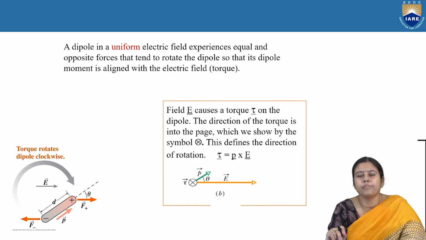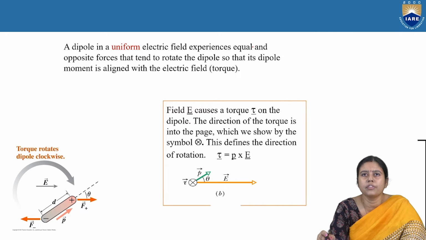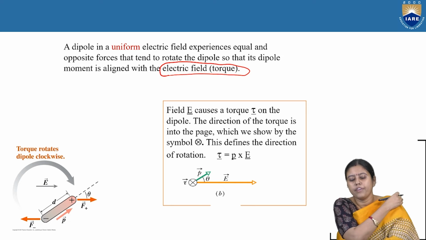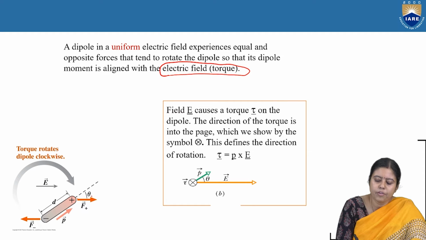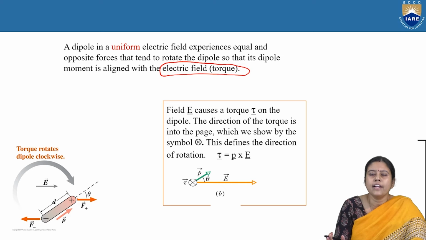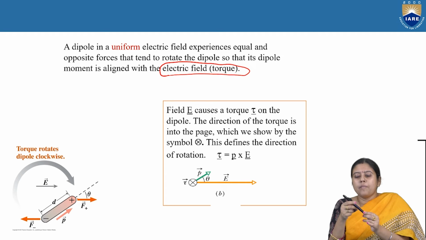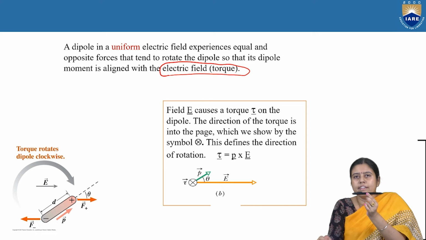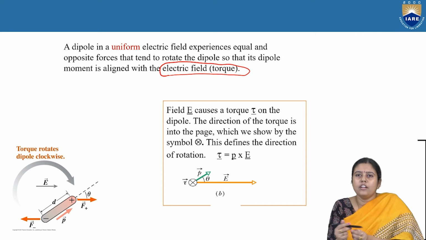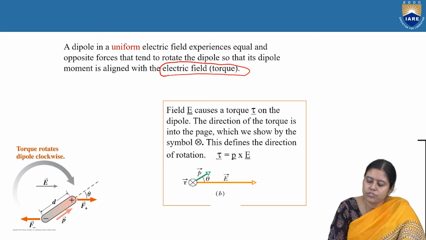So what is the dipole in a uniform electric field? A dipole in a uniform electric field experiences equal and opposite forces that tend to rotate the dipole, so the dipole moment is aligned with the field. As I discussed earlier, the field always tries to rotate the dipole such that it creates some torque, and the dipole will align itself parallel to the electric field. And we have also discussed that torque is equal to PE.